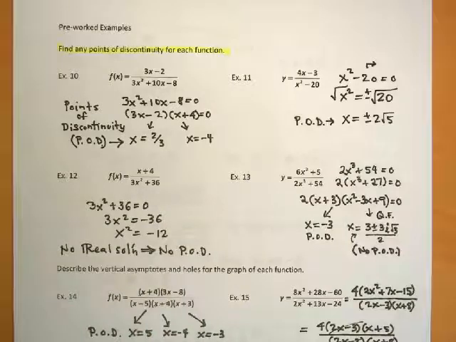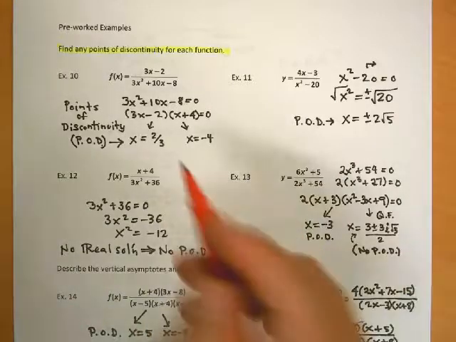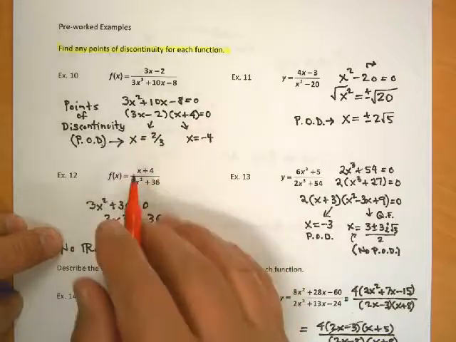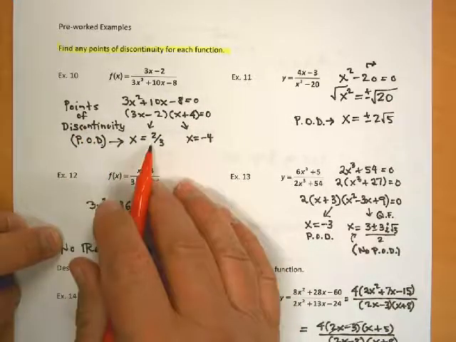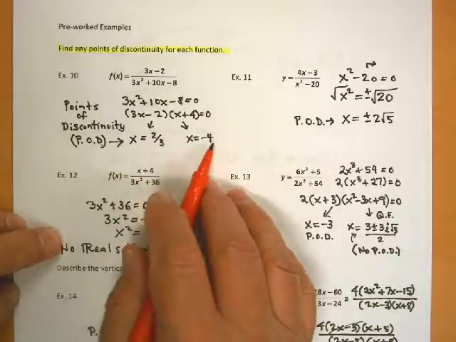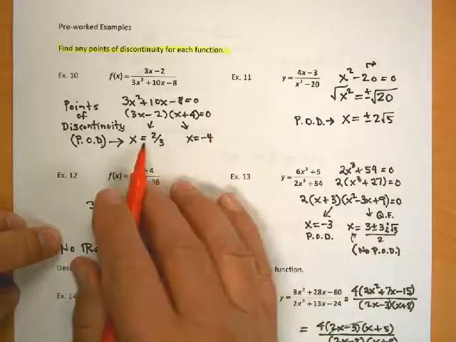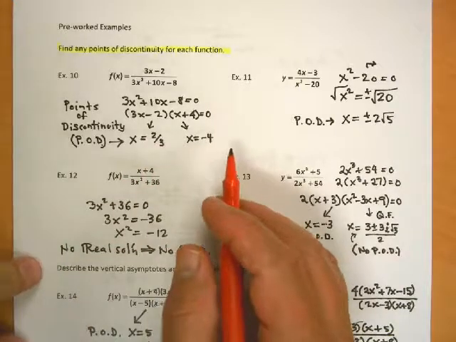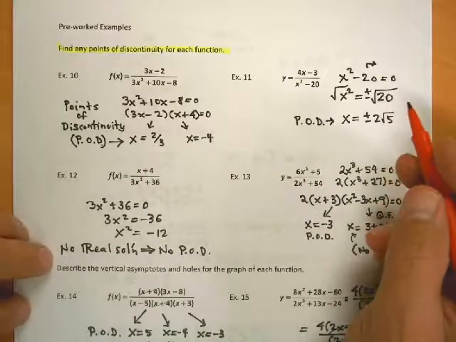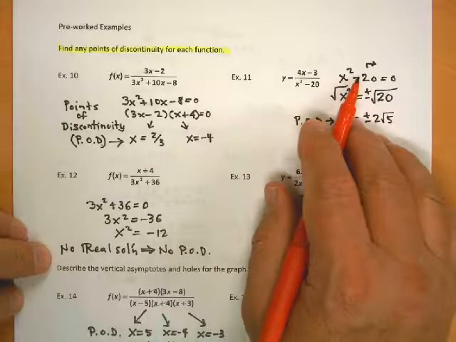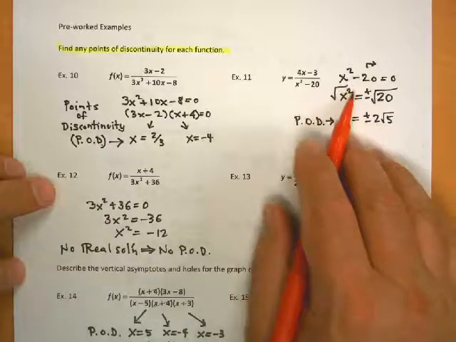So if you're going to find points of discontinuity, you set the bottom equal to 0 and factor and solve. So there's a point of discontinuity at 2/3 and another one at x equals -4. Later I'm going to ask you to decide whether those are vertical asymptotes or holes, and that'll be the next section. But here you're just finding points of discontinuity. So once again, you take the bottom and set it equal to 0 and solve.